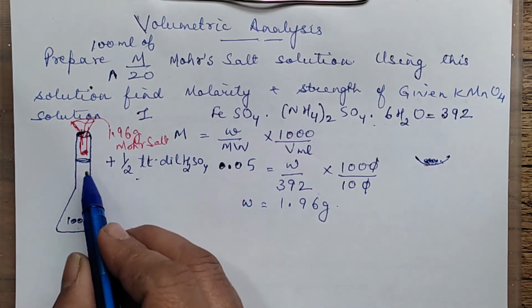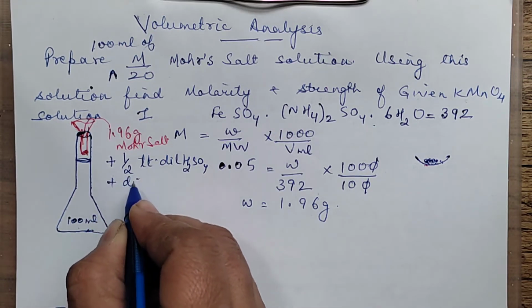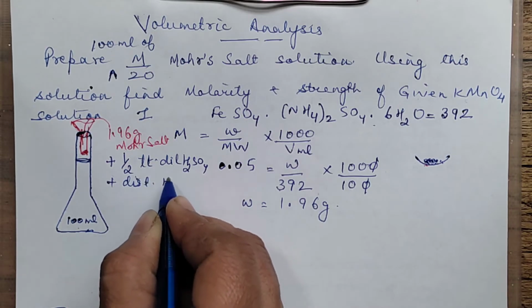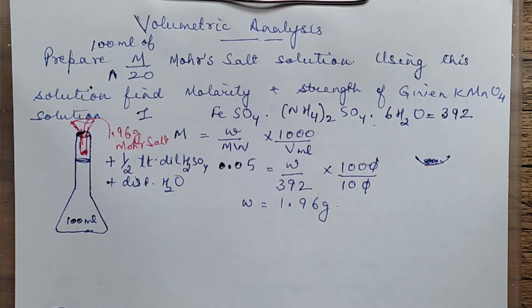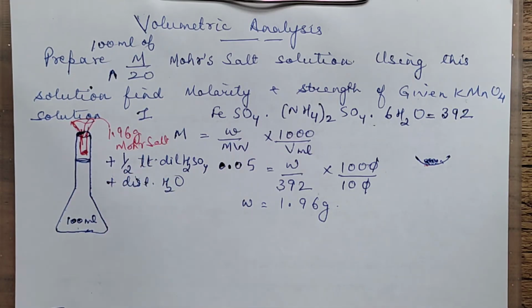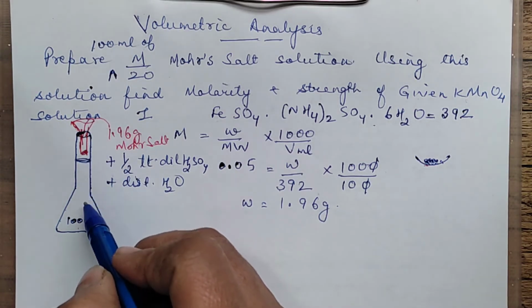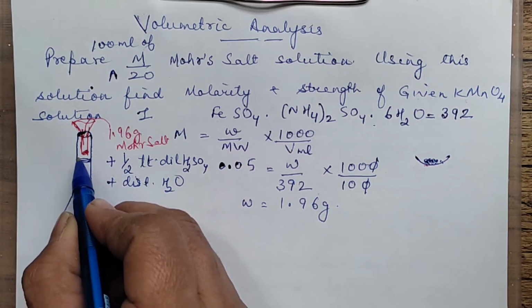We have added it. Now we add distilled water to it. First you will add a little quantity of distilled water and dissolve it. The Mohr salt is solid, so dissolve it in the standard flask. And now you can go on adding distilled water dropwise till it comes to this level.